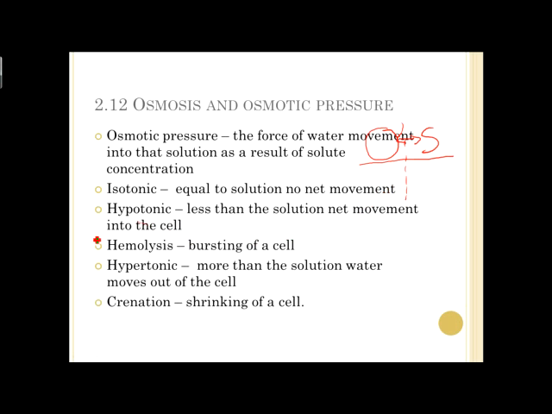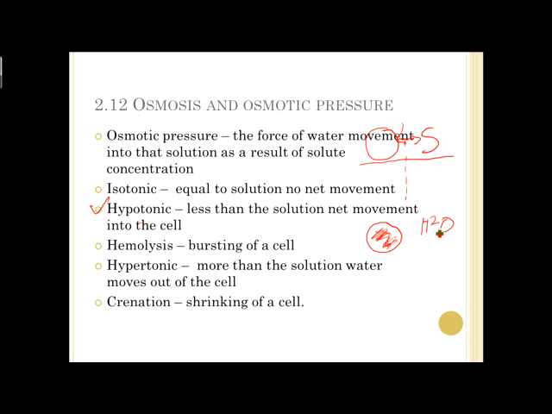Hypotonic solutions, which is this one here, lessen the solution net movement into the cell. So in a hypotonic solution, the substance is thinner. So the substance in the cell is a whole lot thicker than the substance that we just put in.